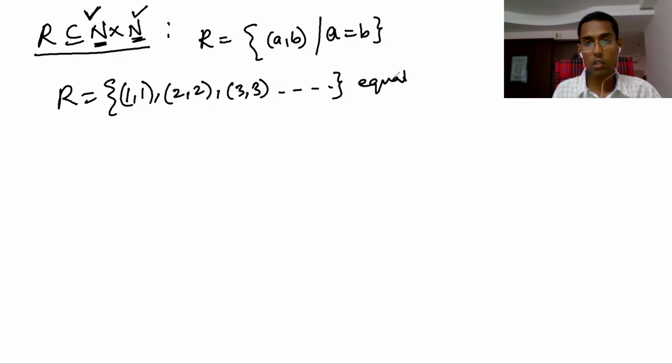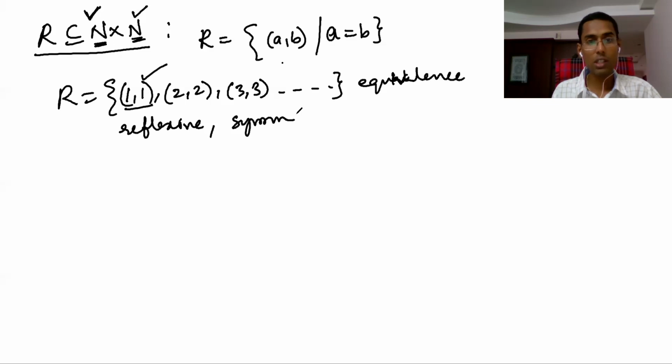Equivalence relation. But first you have to check whether it is reflexive or not. Yes, this is reflexive. Is this symmetric or not? Yes, symmetric also. Why? (A, B) is there, (B, A) is there only. Transitive or not? Yes, transitive.